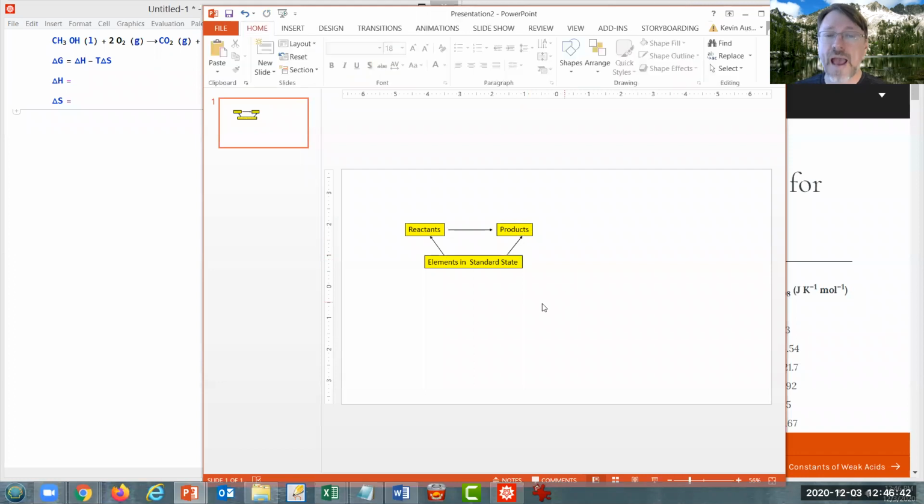And so our scenic route that we take going from reactants to products through the elements in standard state goes against the arrow for the reactants and with the arrow for the products. So that reminds us that what we need to do is to take the delta H's of formation of the products minus the delta H's of formation of the reactants.